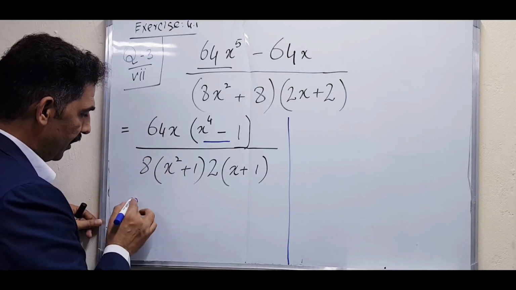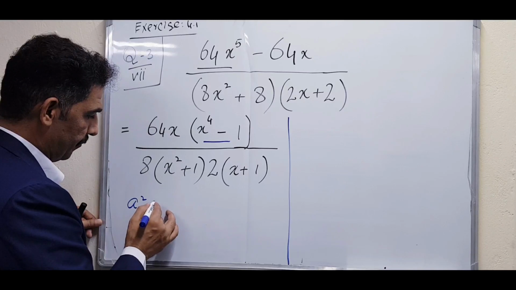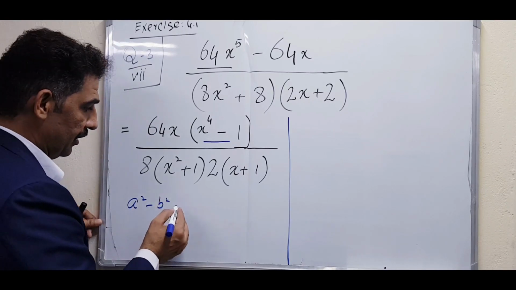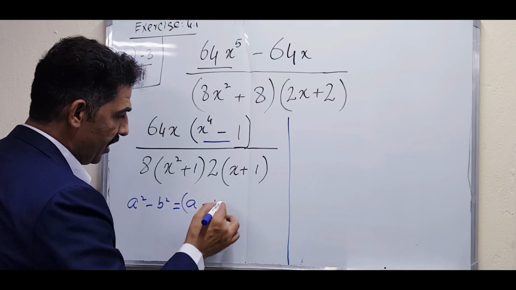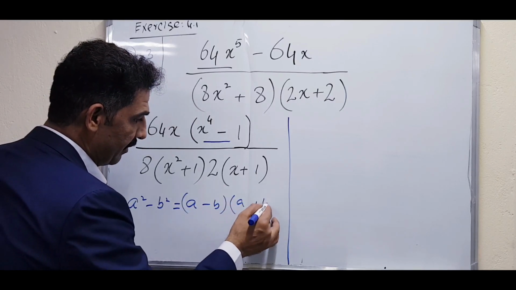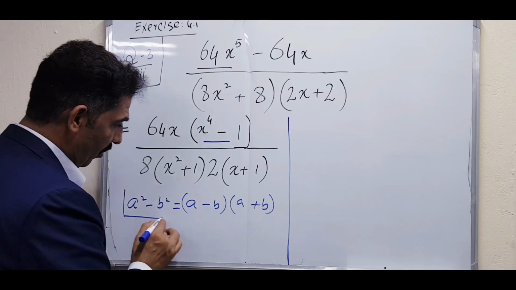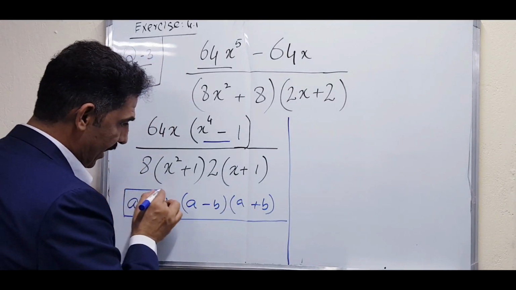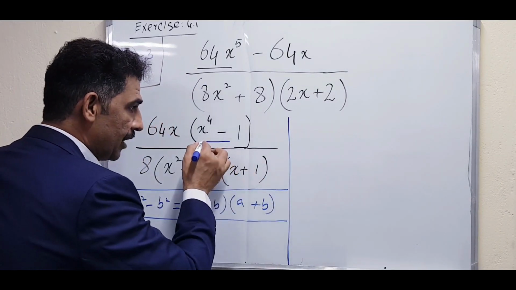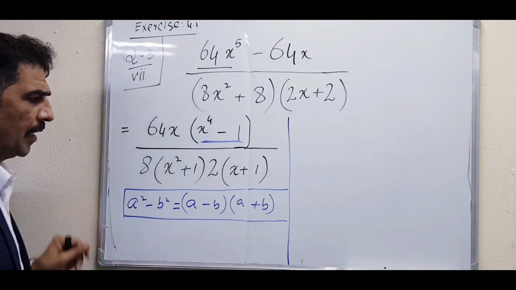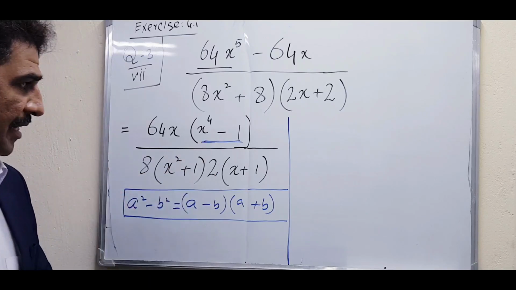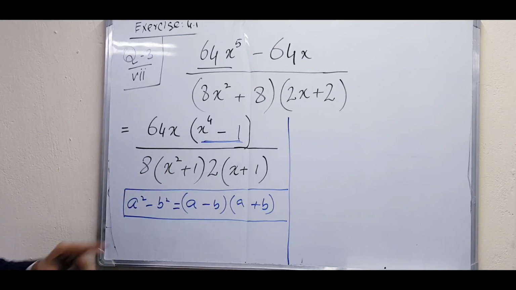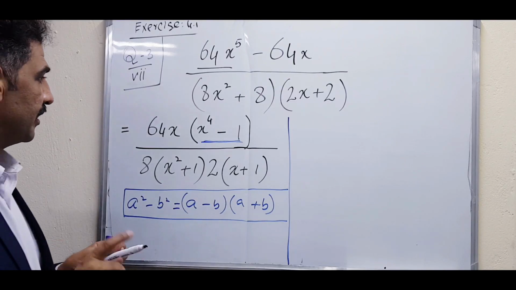What formula? A square minus b square is equal to a minus b into a plus b. Now I want to apply this formula on the numerator of this portion. Here it is not possible because there is a plus sign. The negative sign is compulsory. So when we apply this formula in the numerator, what's coming?